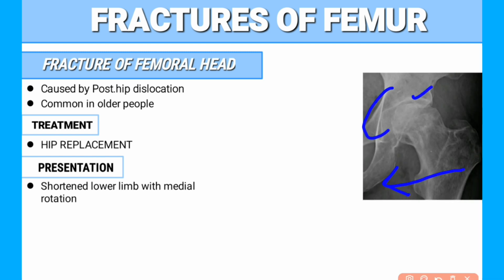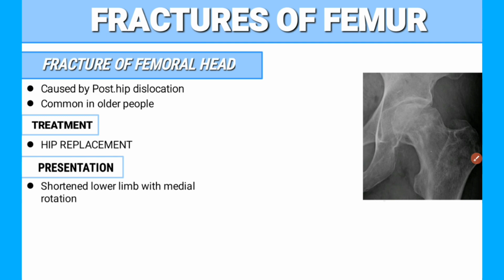As you can see in the x-ray, here we have the acetabulum, the hollow oval-shaped space for the head of the femur. The head of the femur is fractured here. It causes medial rotation of the femur and shortening of the femur bone.